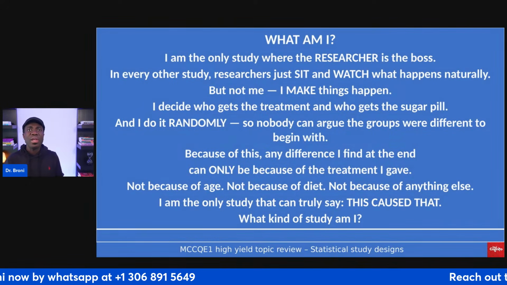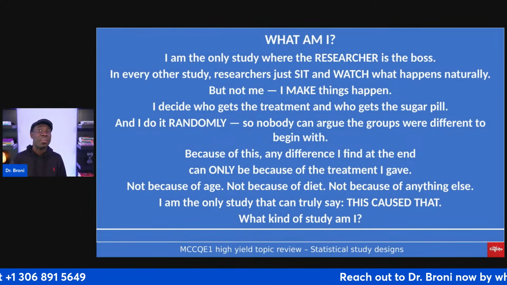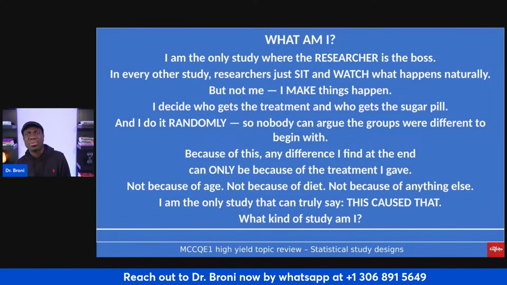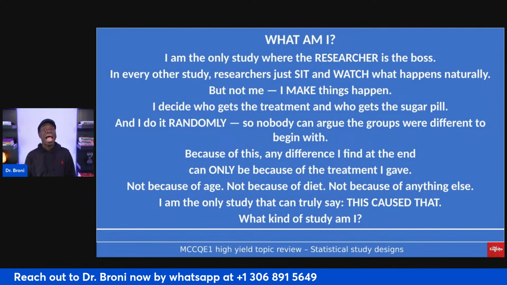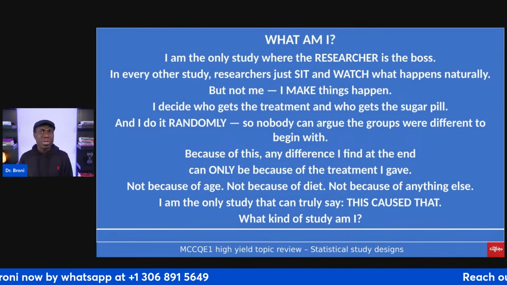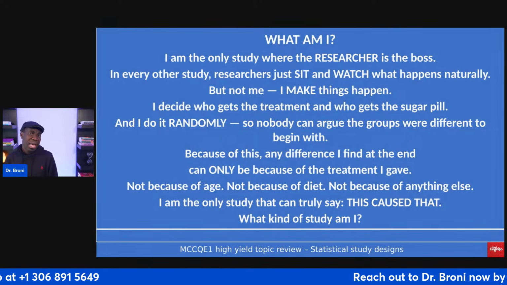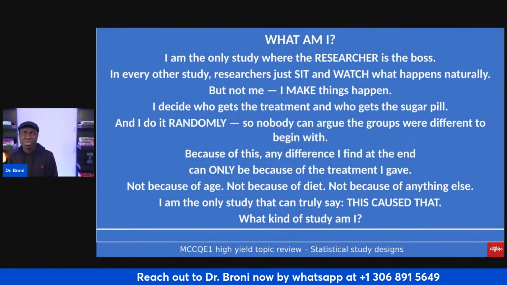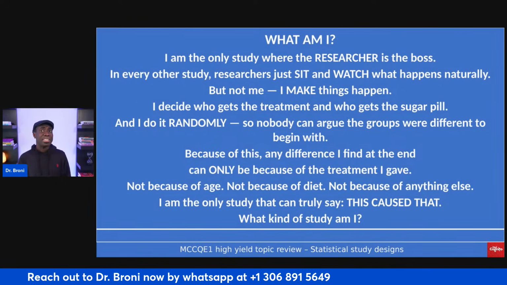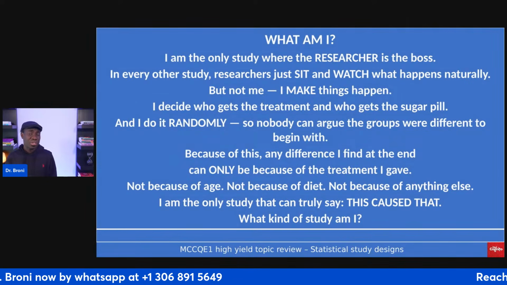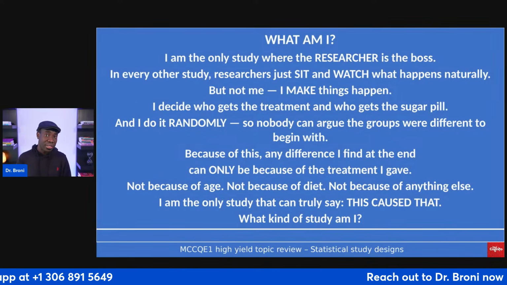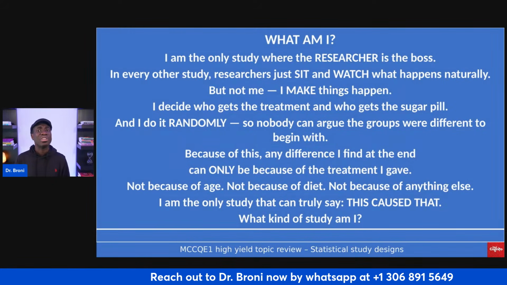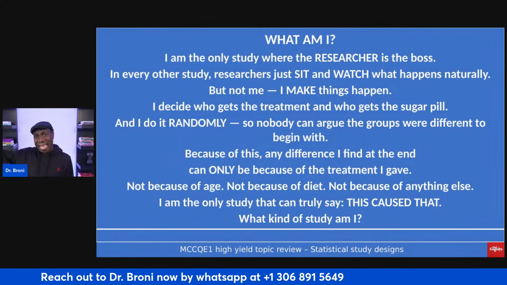I am the only study where the researcher is the boss. In every other study, researchers just sit and watch what happens naturally, but not me. I make things happen. I decide who gets the treatment and who gets the sugar pill, and I do it randomly, so nobody can argue the groups were different to begin with. Because of this, any differences I find at the end can only be because of the treatment I gave, not because of age, not because of diet, not because of anything else. I am the only study that can truly say this caused that.